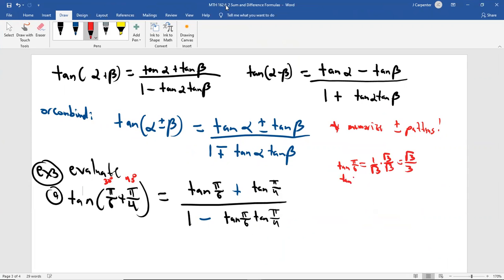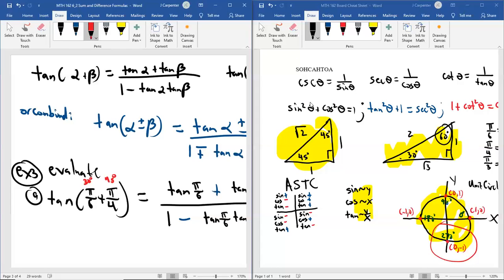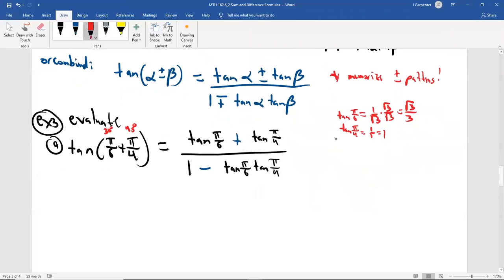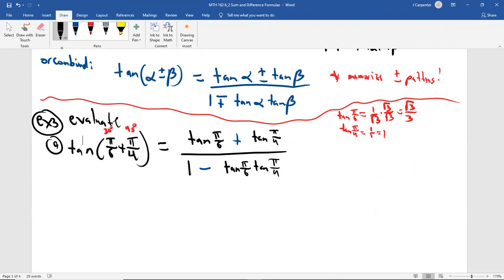Then the tangent of pi over 4, that's the opposite over the adjacent of the other triangle. Opposite over adjacent, 1 over 1, which is 1. So those are the 2 things we'll need. So this is equal to, tangent of pi over 6 is the square root of 3 over 3.